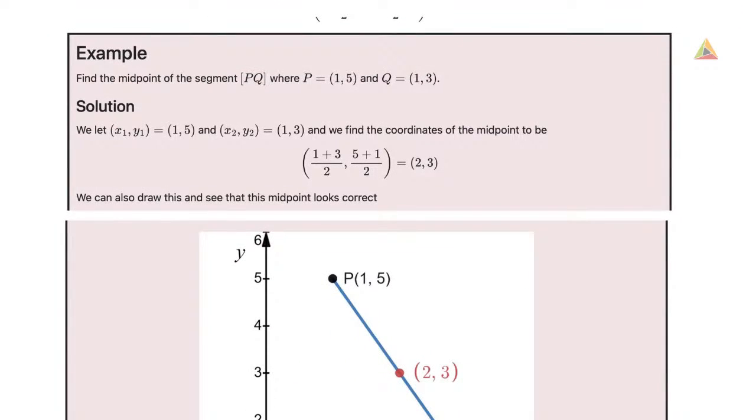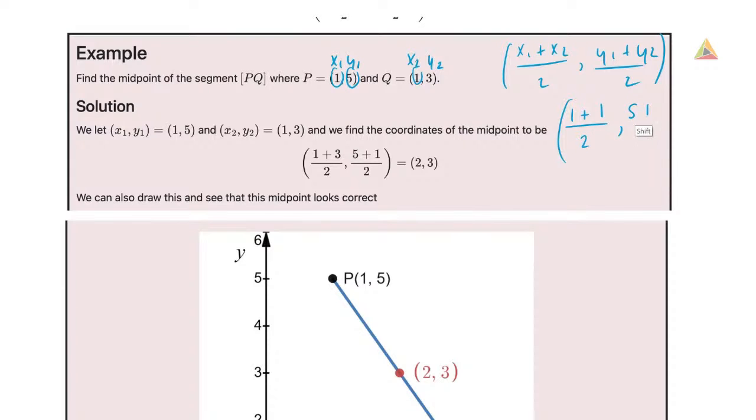Find the midpoint of the line segment PQ. P is (1, 5), so that's x1, y1, and Q is (1, 3), so x2, y2. I'm going to do this out. The midpoint is x1 plus x2 over 2, comma, y1 plus y2 over 2. So we're going to fill that in now. x1 is 1 plus x2 is 1, over 2, comma, y1 which is 5, plus y2 which is 3, over 2. So 1 plus 1 is 2, and 2 divided by 2 is 1.